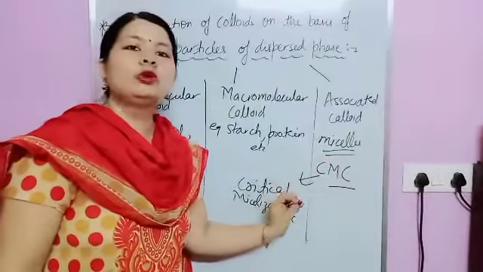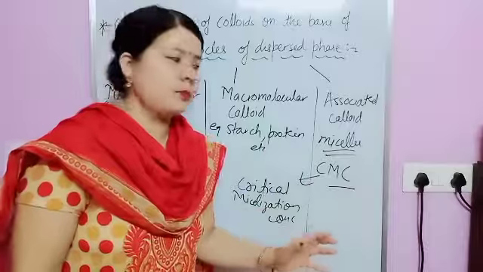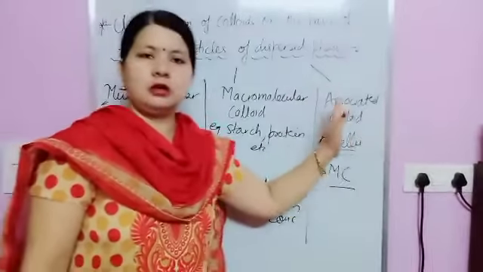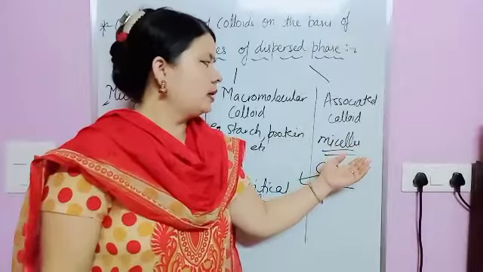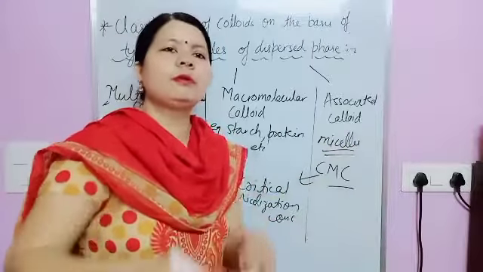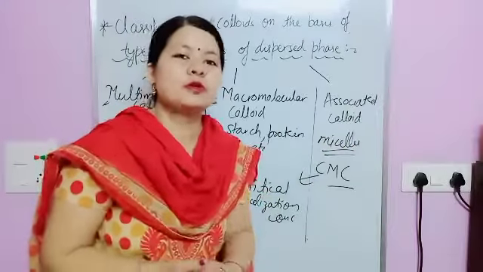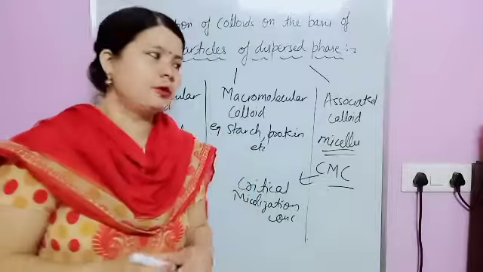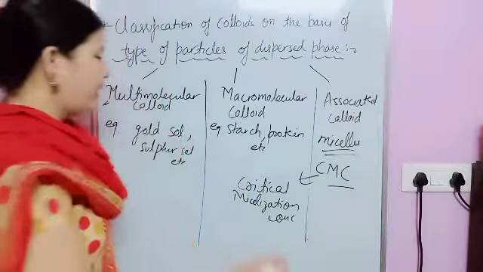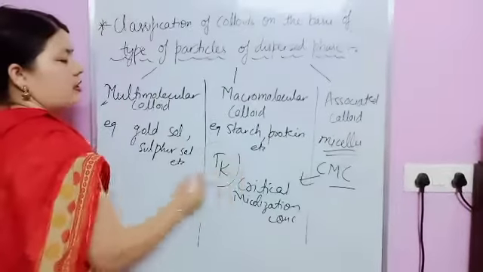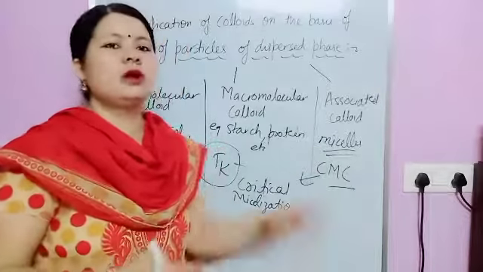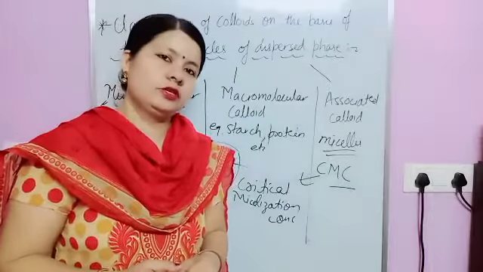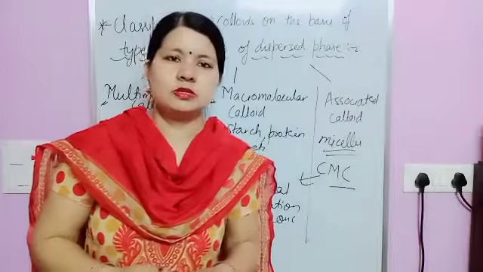And one more term we have, that is Kraft temperature. The formation of micelles can happen only above a particular temperature, and that temperature is known as the Kraft temperature, represented by TK. This is all about the classification of colloids on different bases. Okay, thank you.